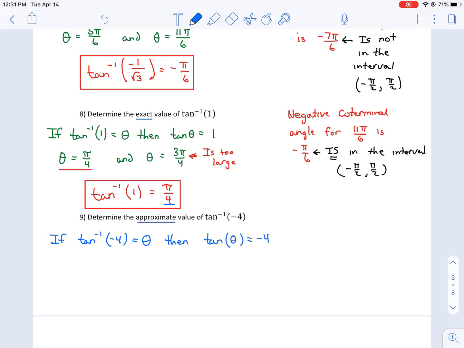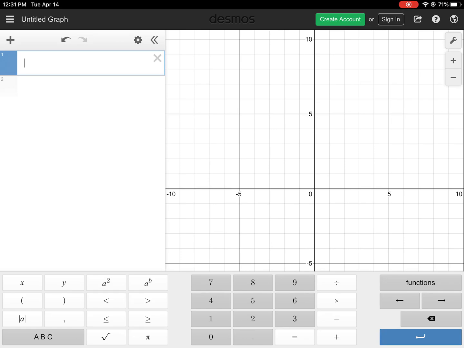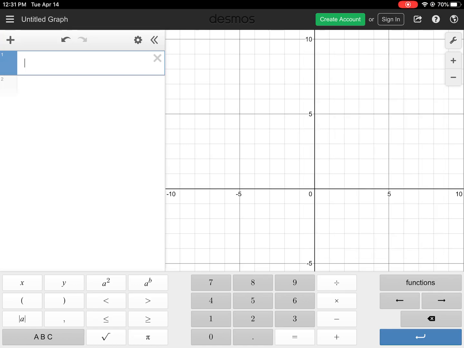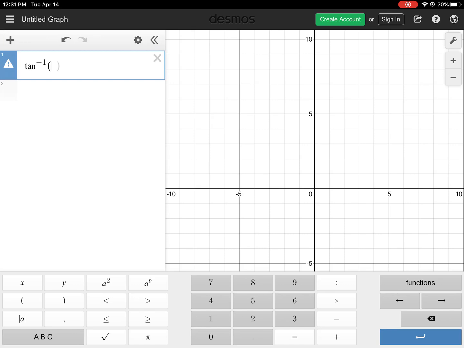And for this problem, we're going to have to use Desmos. So I'm going to switch over to Desmos real quick. And we're going to type in inverse tangent of -4. And we want to make sure that in the top right-hand corner, you're in radian mode. And so far we are. So come on over here to functions. And you'll find in the trig section, there is an inverse tan button. Type in -4. And there is your approximate answer.